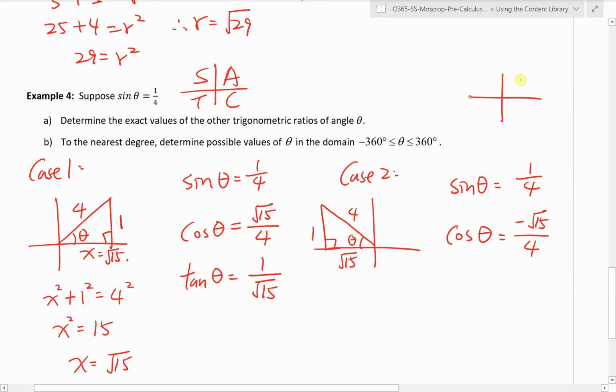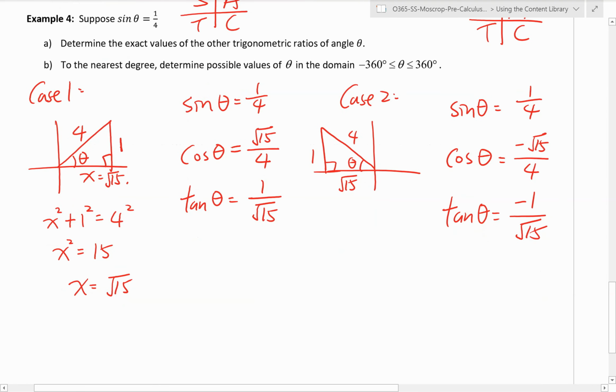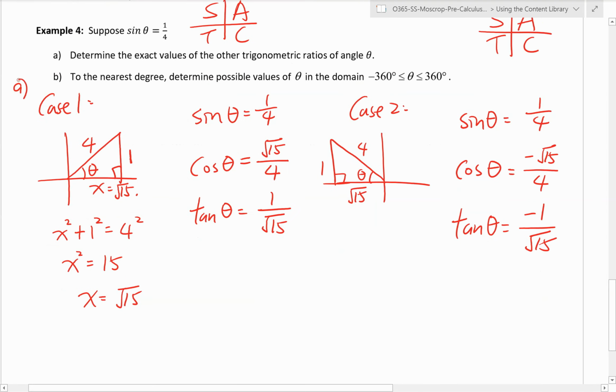And again, because "all students take calculus" tells us that only sine is positive in quadrant 2, therefore cosine will be negative, so is tangent. So tangent would be, instead of 1 over root 15, it's now going to be negative 1 over root 15. Okay, so this is part A.